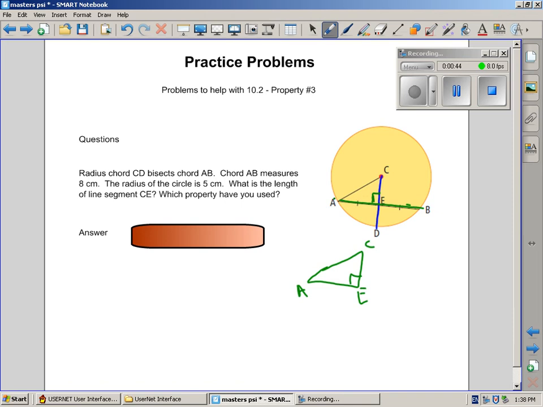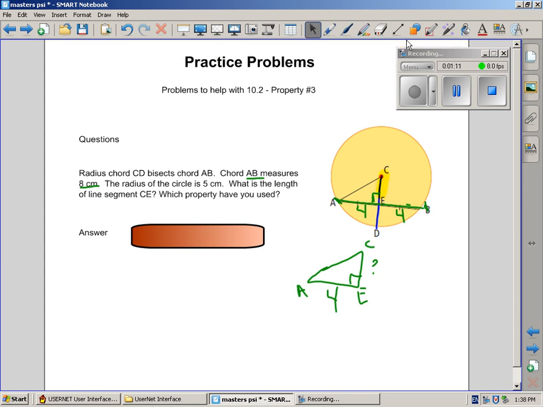Now, it also states that AB measures 8 centimeters, and if A to B measures 8 centimeters, and these are bisected or cut in half, we know that this side is 4 and this side is 4. So now we know that this leg of the right angle triangle is 4. The question states, what is the length of the line segment CE? So we're trying to figure out what CE is, which is this section right here, which is what we want to know.